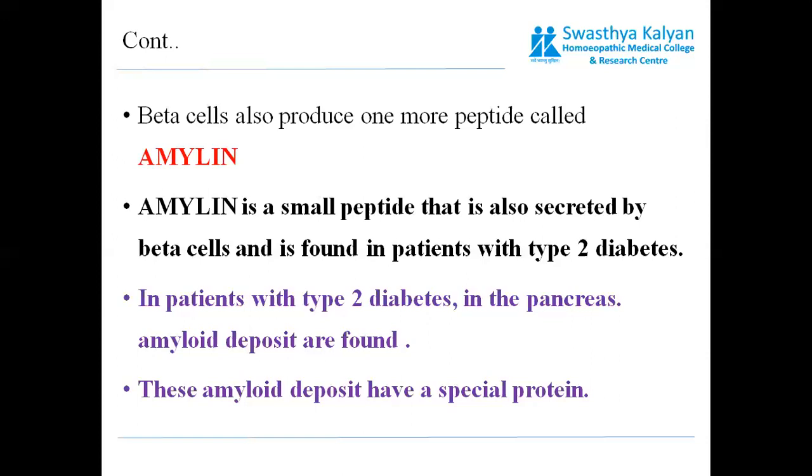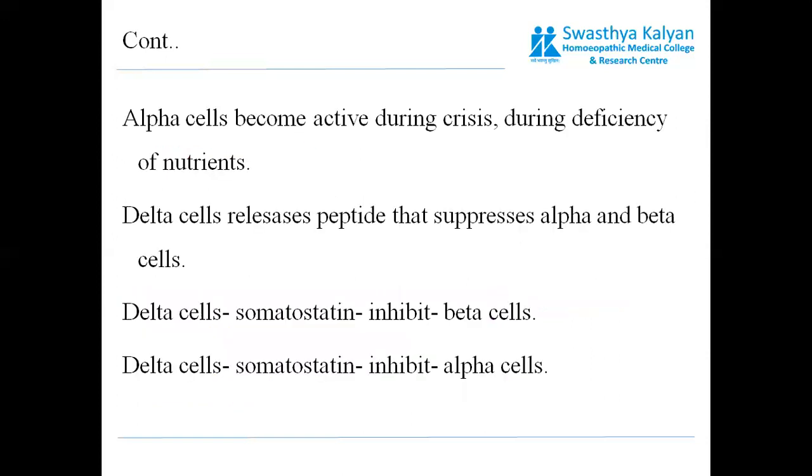Now we come to the alpha cells. When do alpha cells become active? Alpha cells are like alpha males, and alpha males are very dangerous personalities. In stressful conditions and circumstances, they dominate others. They don't want anyone challenging their dominance. So alpha cells become really active when there is some crisis in the body.